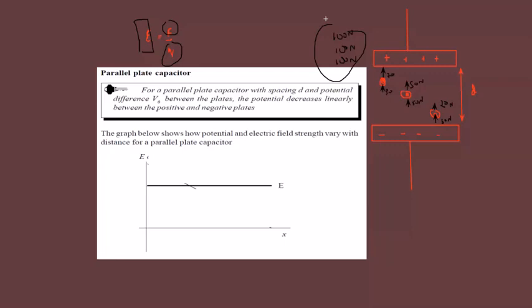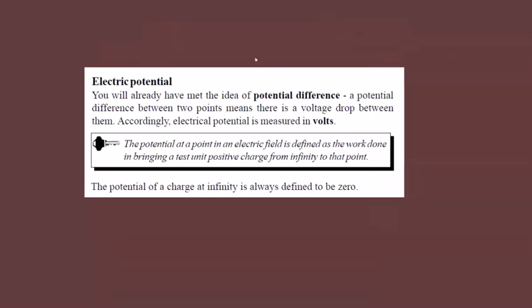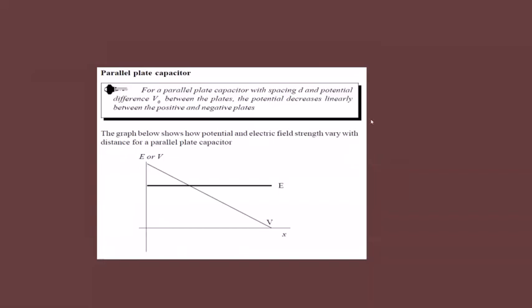But what happens to voltage or electric potential? Actually, the definition of voltage is the work done on a positive charge. The standard definition is: the potential or electric potential or voltage at a point in an electric field is defined as the work done in bringing a test unit positive charge from infinity to that point. Like how much work is done for a positive charge, that's called electric potential. According to the definition, it's only standard for a positive charge.